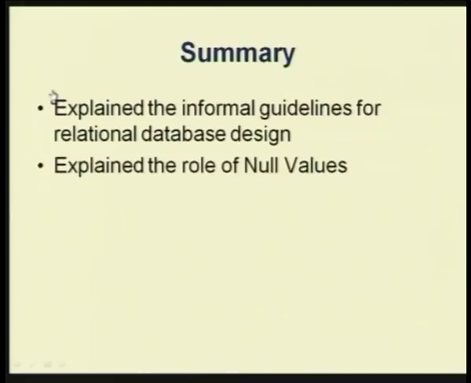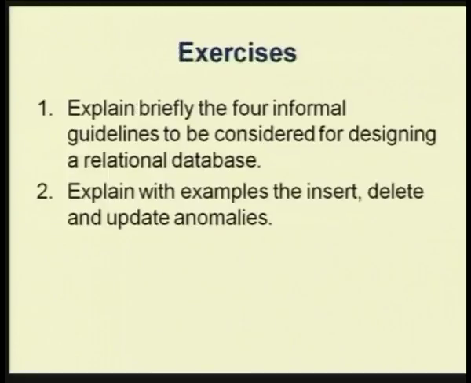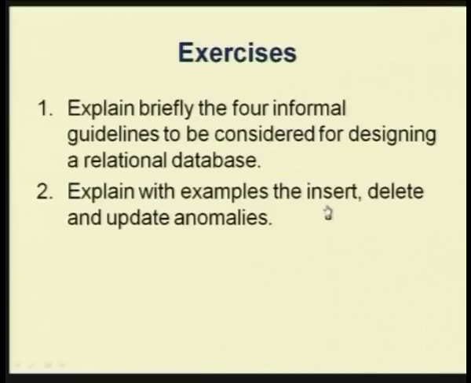So, here basically we explained the informal guidelines of relational database design and we explained the role of null values. For the exercises, take the 4 informal guidelines and then take another example or an application of your choice. Maybe we can take a student database and try to design a relational database for the student along with the fees he pays, student information regarding marks and all that, and along with his fees connecting him with the registration for that particular semester. And with that example you can explain what insertion, deletion and update anomalies are. Thank you.